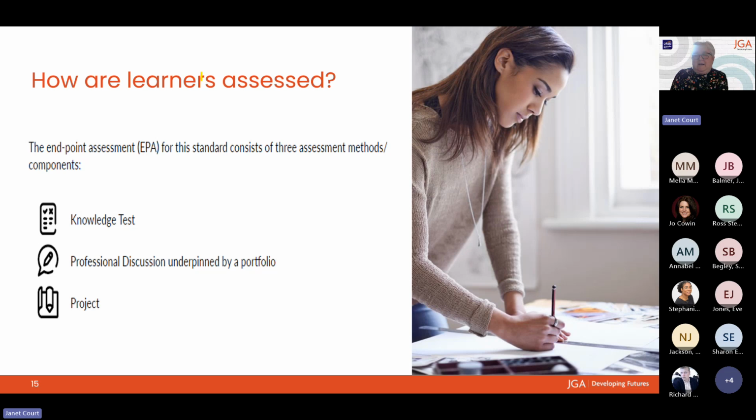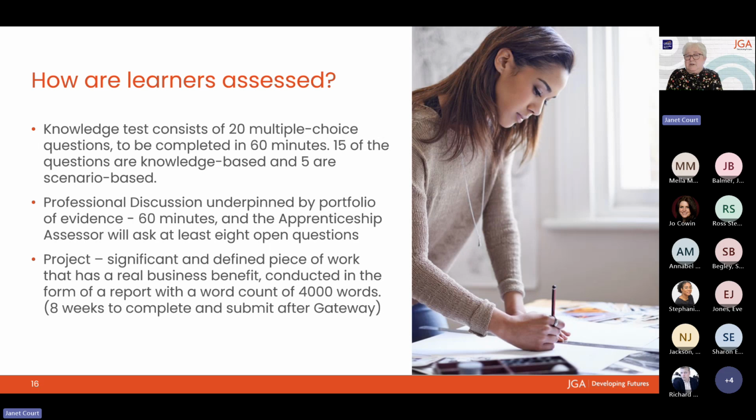This comes from their guidance, and for this course it consists of 3 assessment methods, 3 components: a knowledge test, a professional discussion underpinned by a portfolio, and a project. So how does all that happen? Well, the knowledge test is basically all done online. It consists of 20 multiple choice questions completed in 60 minutes, and 15 of the questions are knowledge-based and 5 are scenario-based. There's a professional discussion underpinned by the portfolio of evidence. That lasts for 60 minutes, and the apprenticeship assessor will ask at least 8 open questions.